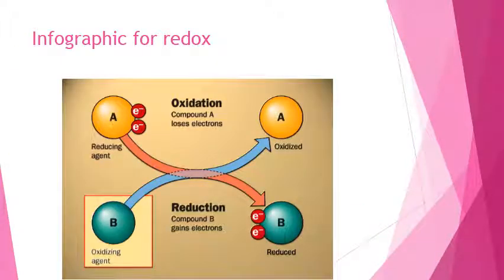Okay, so this is a small infographic for redox for those of you who are more visual learners. As you can see here, the reducing agent has been oxidized by losing its electrons, and the oxidizing agent has been reduced by gaining electrons. Okay, that's just another way of visually representing what was in the previous slide.